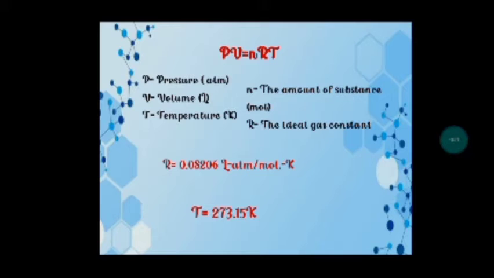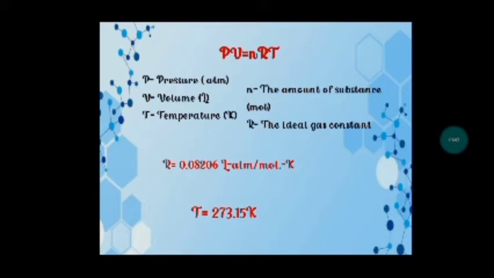PV = nRT is the formula of the ideal gas, where P is the pressure and the unit of pressure is atm. V is the volume and the unit of volume is liters. N is the number of substance, and its unit is mole. R is the ideal gas constant. And T is the temperature, and the unit of temperature is Kelvin.